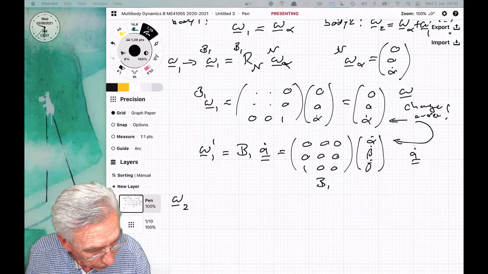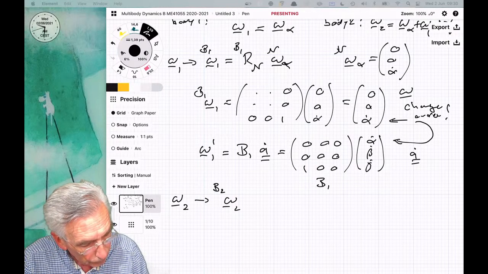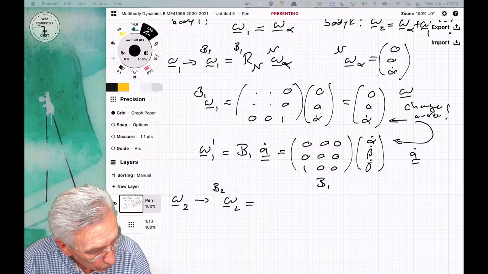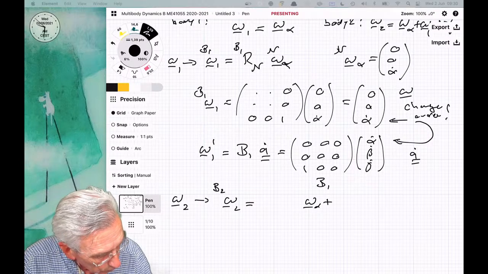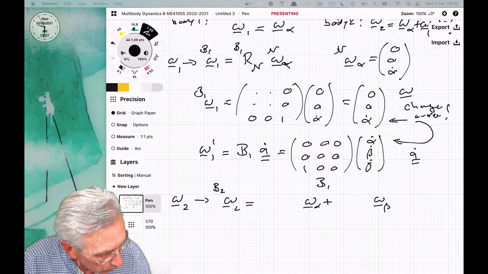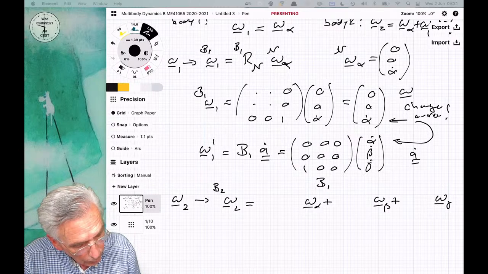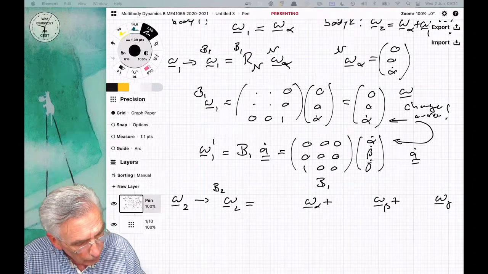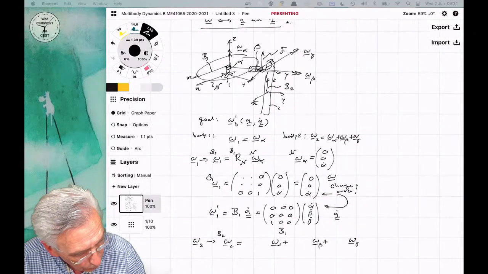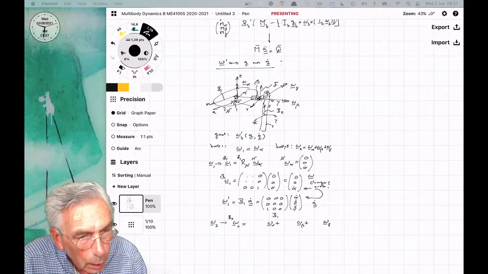So omega 2. Well, omega 2 we have to express in body 2. And we know, of course, that's the sum of all these different omegas. It was omega alpha plus omega beta plus omega gamma, right? And now actually we need to look at the picture again. And how do I do that? I copy my picture maybe. That will be handy. Yeah, let's do that.